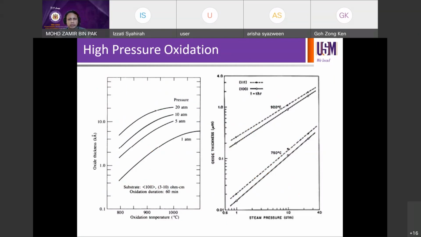So let's look at the difference. Say you run, in this case, 100 wafers, 3 to 10 ohm cm. Oxidation duration is 1 hour. Let's say you pick one temperature, 900 degrees C, for example. So if you run at 1 ATM, then you're gonna get your thickness at about 1,000 to perhaps 2,000 or so, 2,000 kilo angstrom.